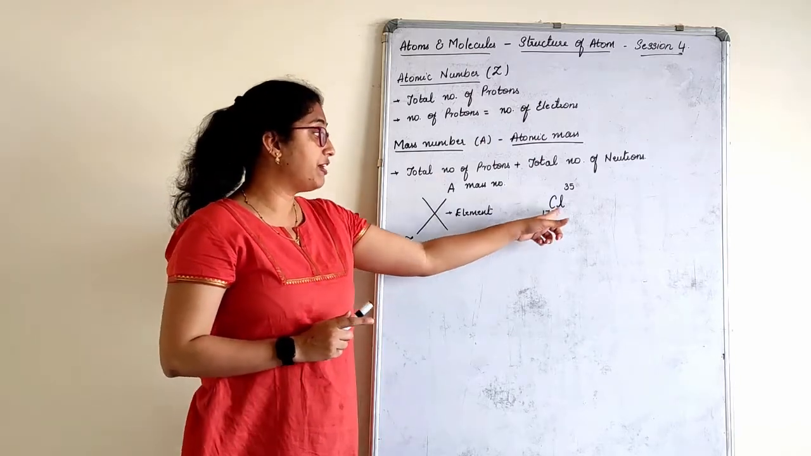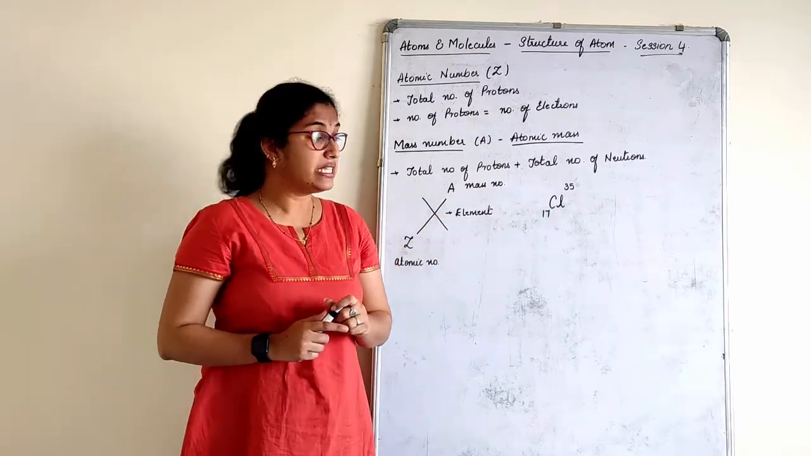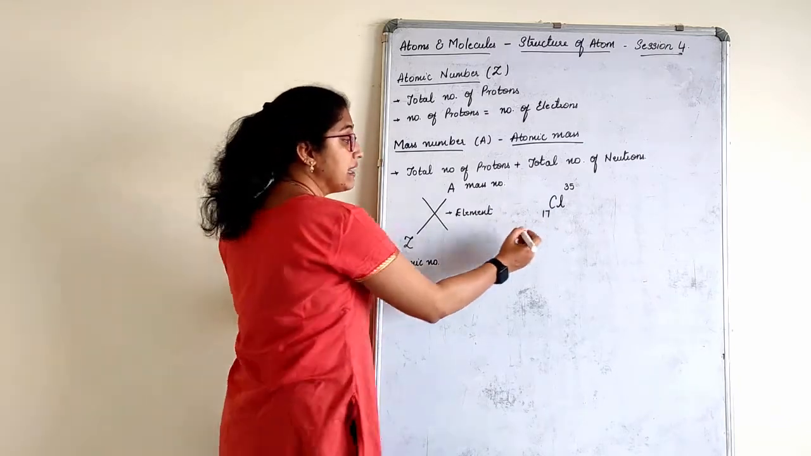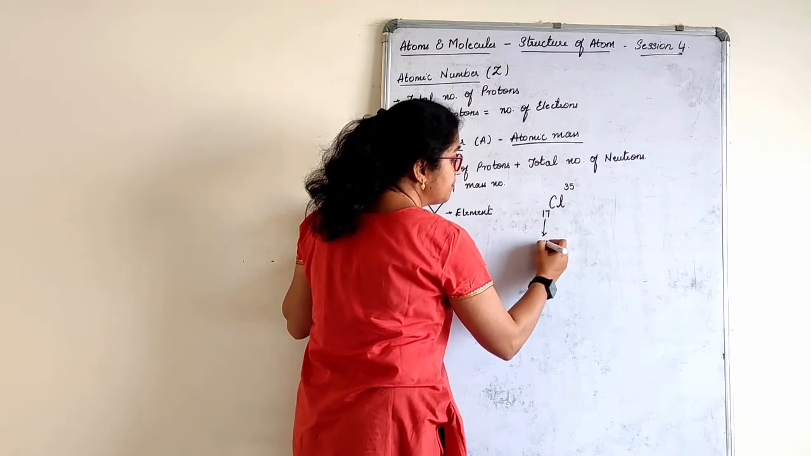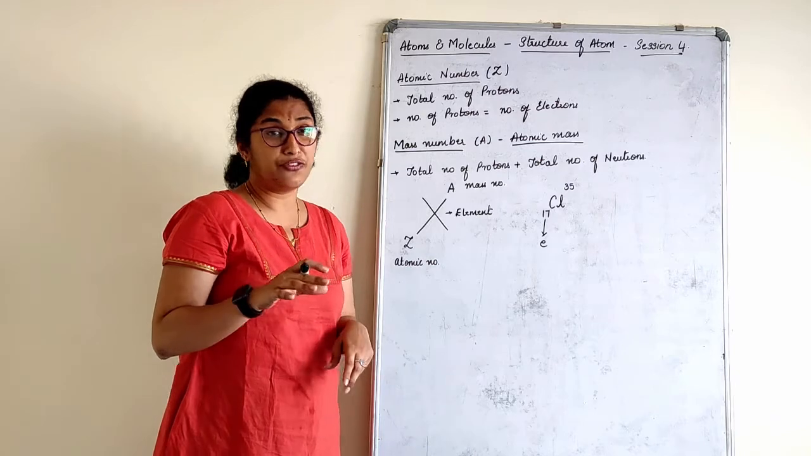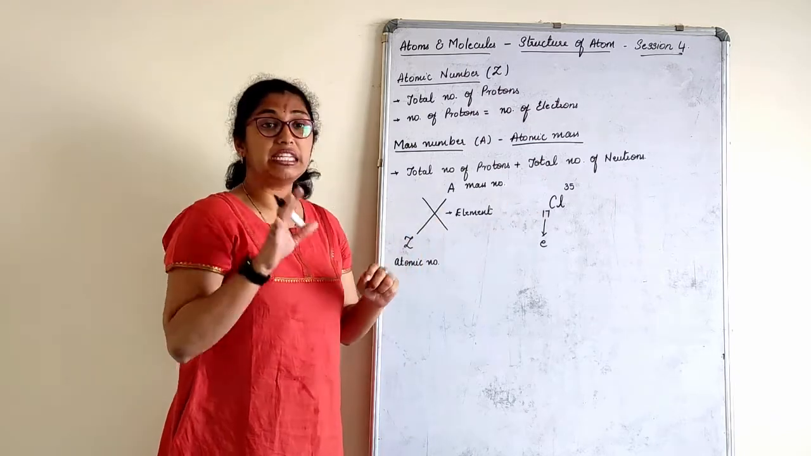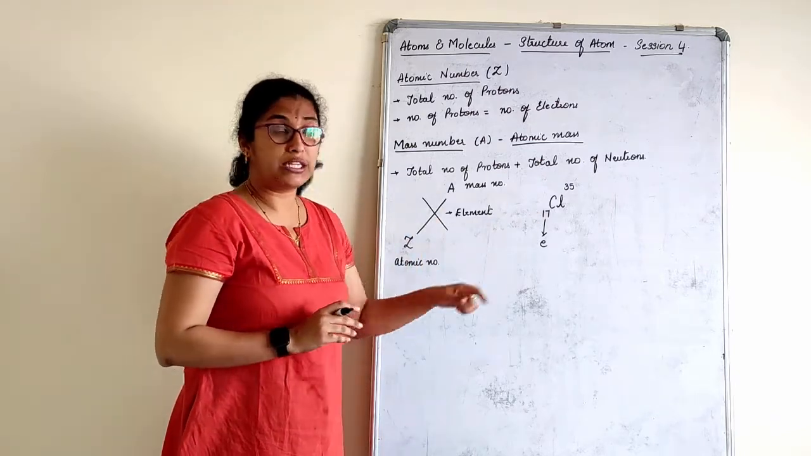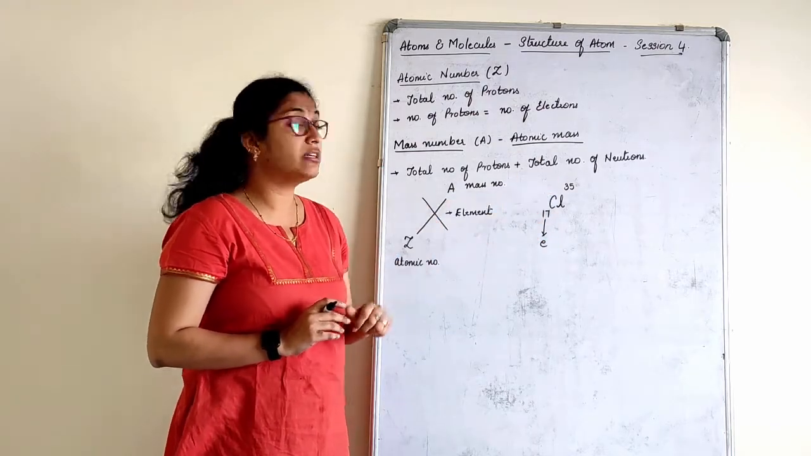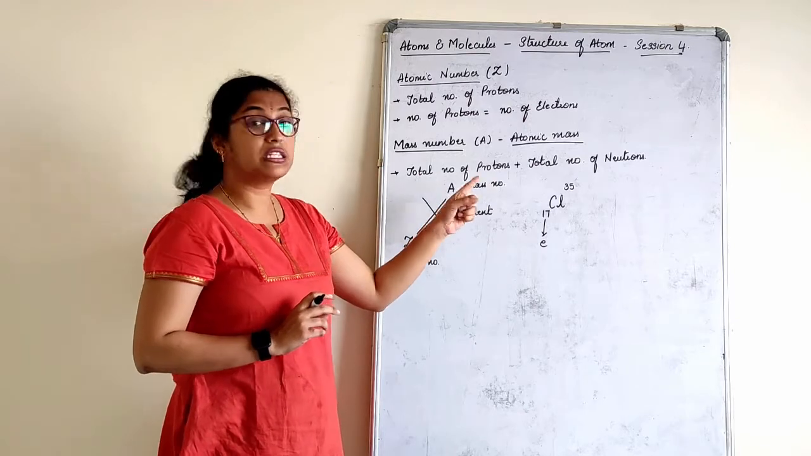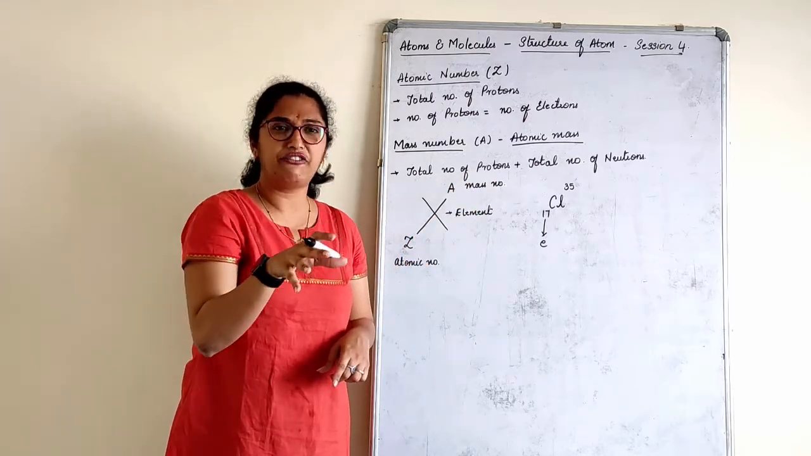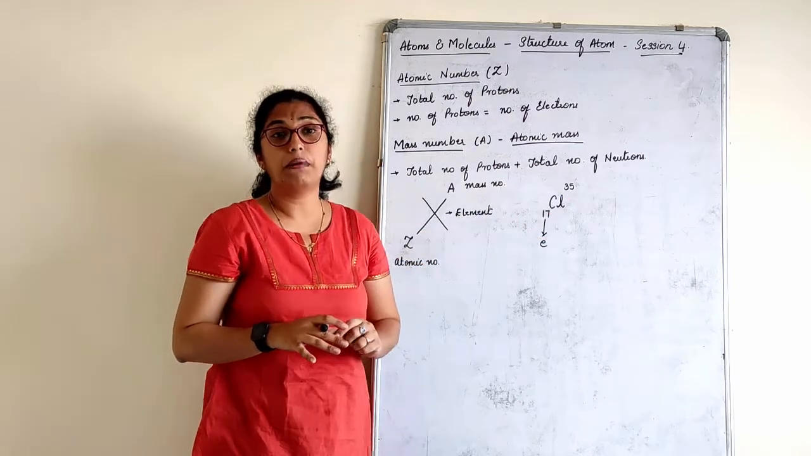For example, chlorine is an element whose atomic number is 17. That means there are 17 electrons present in chlorine, right? And it is fixed, children. 17 electrons are present in chlorine, and 17 protons are also present. What about the mass number? It is 35. How did we arrive at it? It is 35.5, right? We consider 35 only there. So that is the mass number.